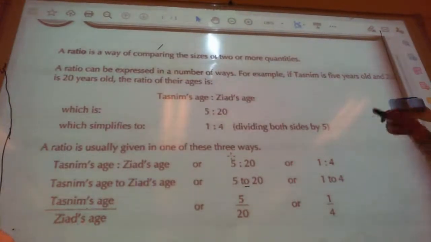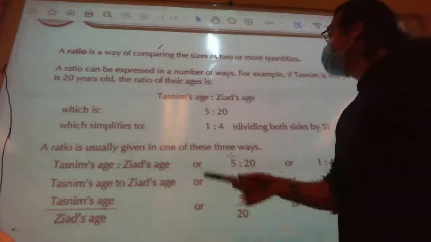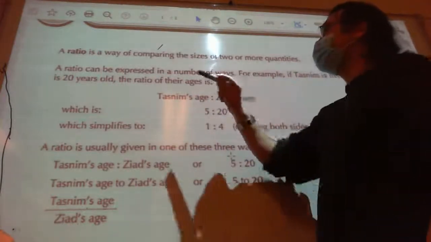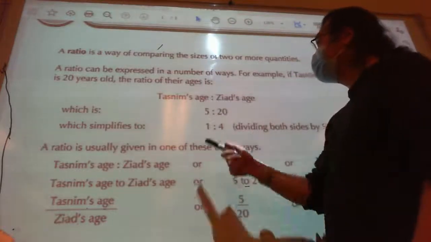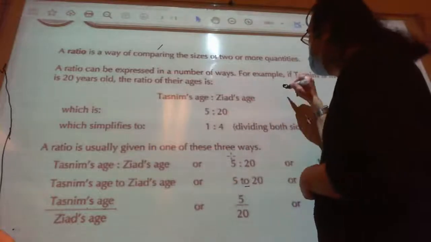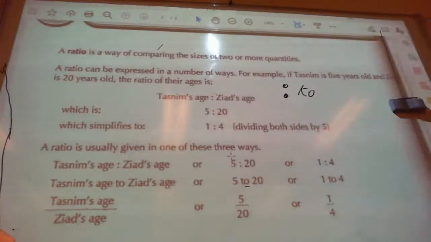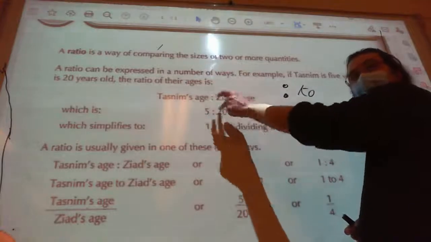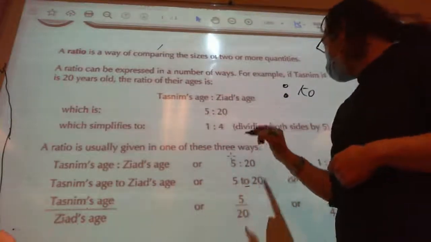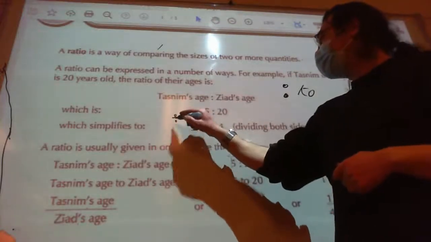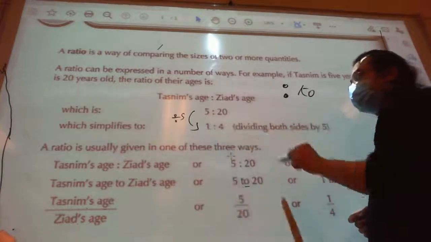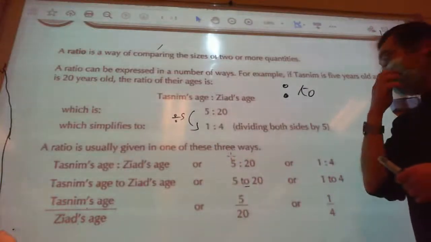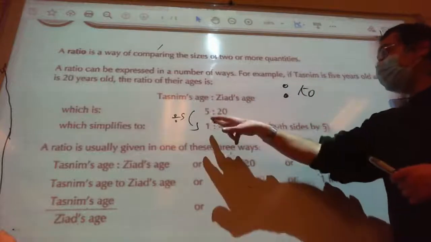So you're comparing the ages of two persons, Tasnim and Ziad. Tasnim's age is 5 years old, and Ziad is 20 years old. So when you compare the ratio like this, it's 5 to 20. You can see that both of these numbers can be divided by 5. So you divide both sides by 5, and you get 1 to 4. So it's what we call the simplest form of the ratio. So 5 to 20 is equal to 1 to 4.